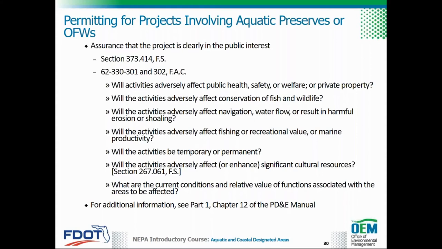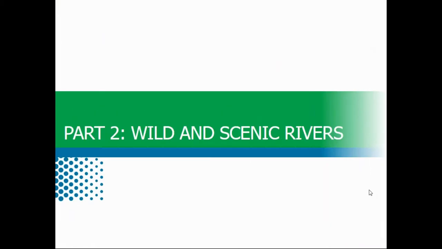In order to meet permitting requirements, there is an emphasis on minimization and avoidance of jurisdictional areas designated as OFWs. For additional permitting information, refer to Part 1, Chapter 12 of the PD&E manual. We will now move to Part 2 of this training, which covers wild and scenic rivers.